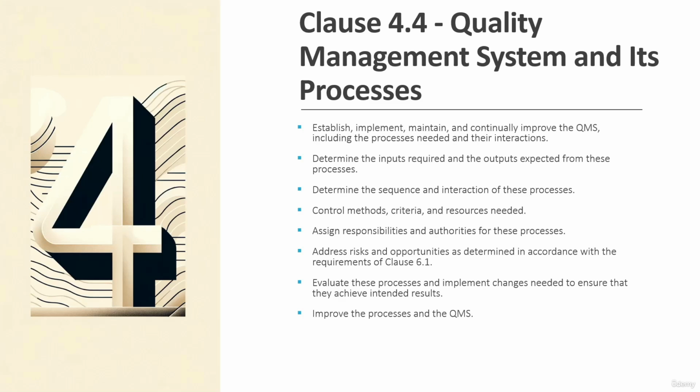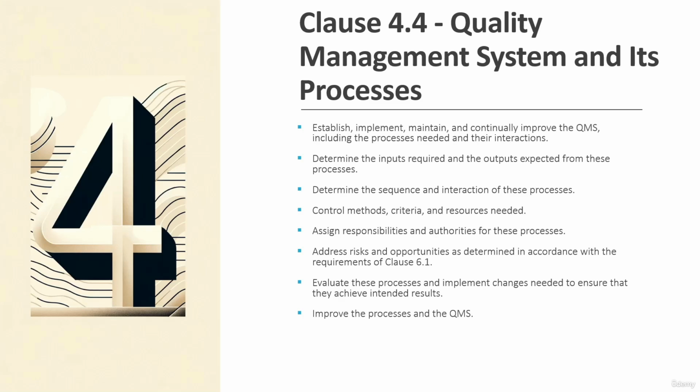So for example, it says establish, implement, maintain, and continually improve the quality management system, including the processes needed and their interactions, determine the inputs and outputs, determine the sequence of operations, methods, controls, resources. So basically this clause asks you to list down or write down the processes which this organization will be following. And it also talks about addressing the risks and opportunities, which we will be covering in clause 6.1 later. And it also talks about changes to the QMS and improving the QMS. So all those aspects are listed in 4.4.